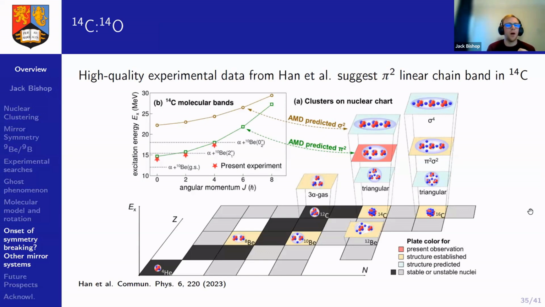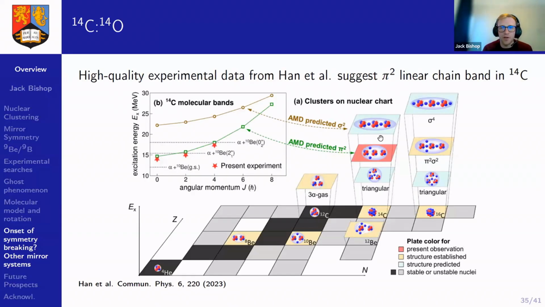So this originated from some very high quality experimental data, really beautiful high resolution measurements of carbon-14 (p,p'), and there was a result from Han et al. where what they saw were 3 states. They've got a slightly different plot here. Rather than plotting J(J+1), they've just got the angular momentum. So they saw a 0+ state, a 2+ state, and a 4+ state.